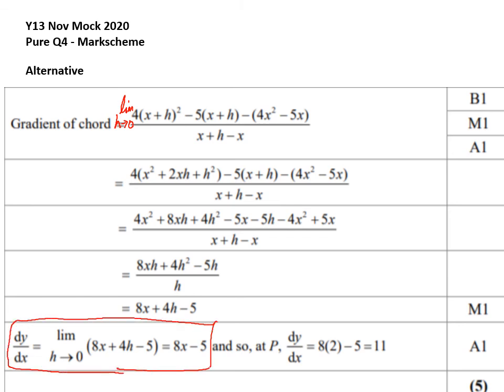Actually, more than that. You need more than that. It needs a statement that does say as h tends to 0, what is happening to that particular function. 8x plus 4h minus 5 tends to 8x minus 5, therefore in the limit dy dx is equal to. So this mark scheme isn't quite as robust as the examiner's mark scheme would be in the real exams.